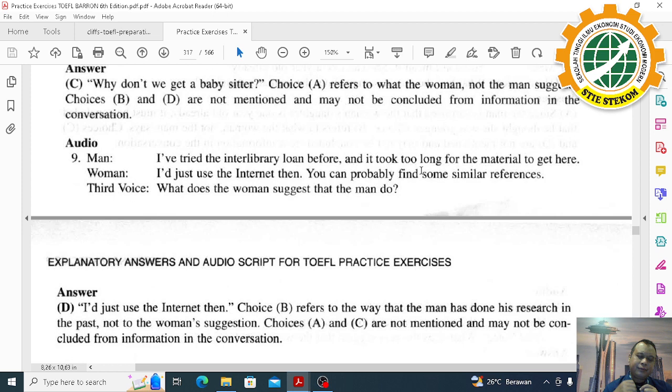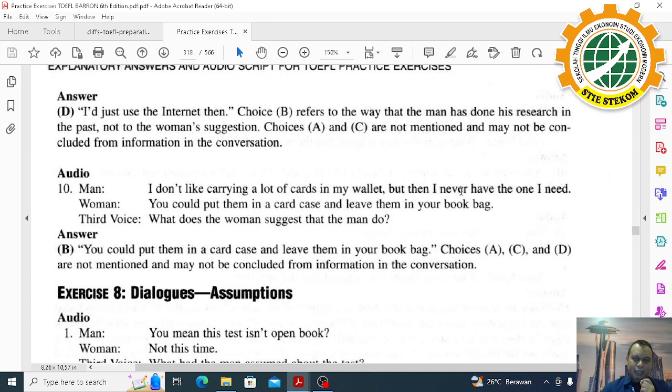Okay, and then number 10. "I don't like carrying a lot of cards in my wallet. But then I never have the one I need." "You could put them in a card case and leave them in your book bag." What does the woman suggest that the man do? So, this is because there are many cards, but if we only carry one card, it might not fit the budget on that card. So the correct answer is B, yeah. "You could put them in a card case and leave them in your bag." Yeah, there is the phrase card case.